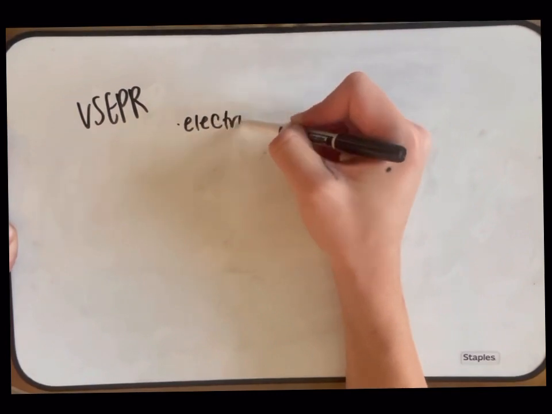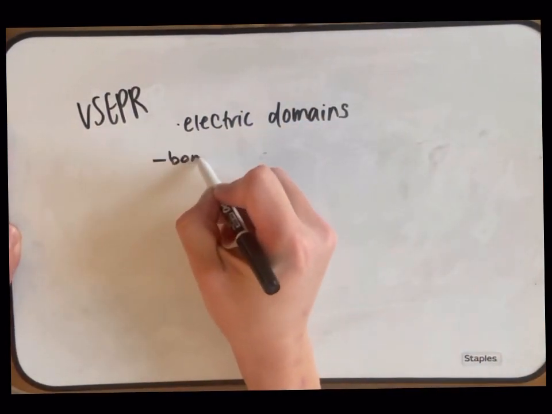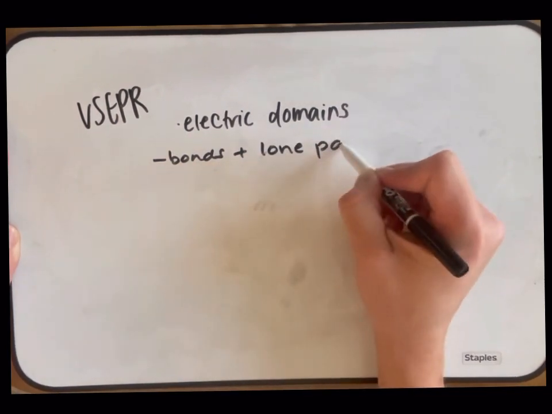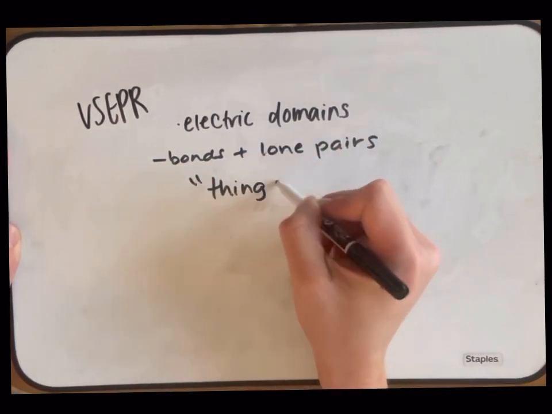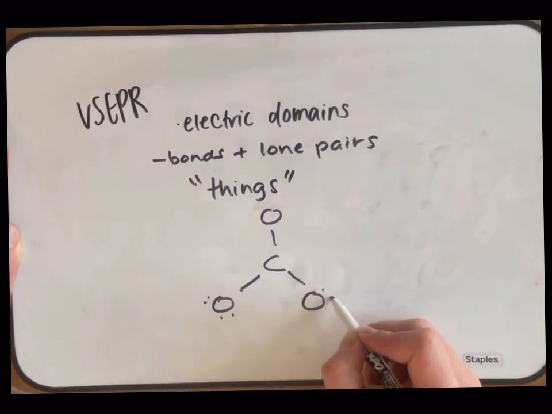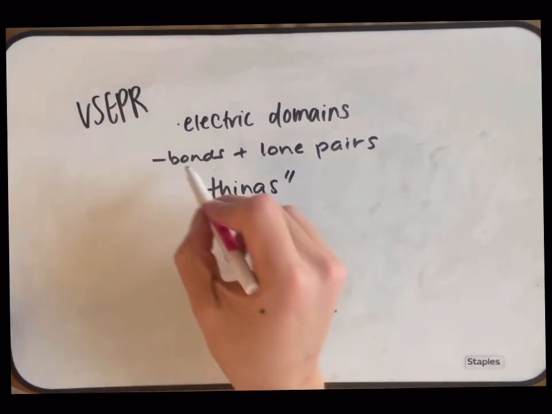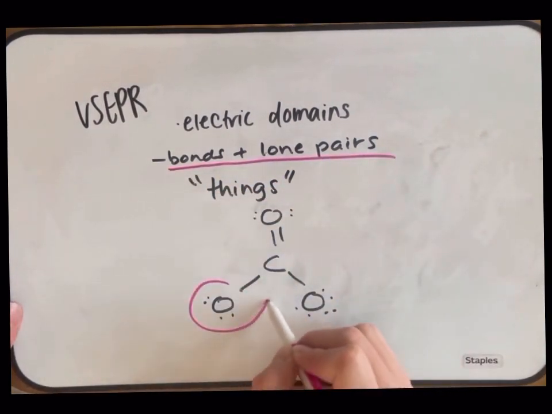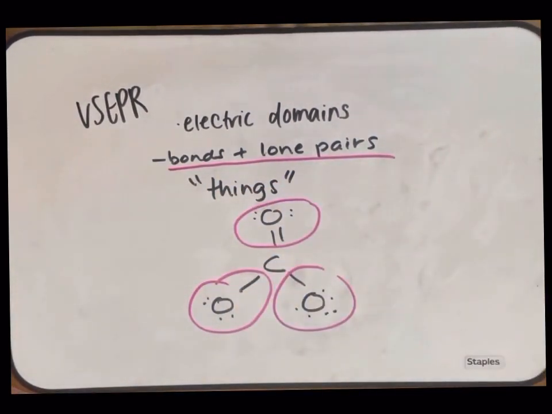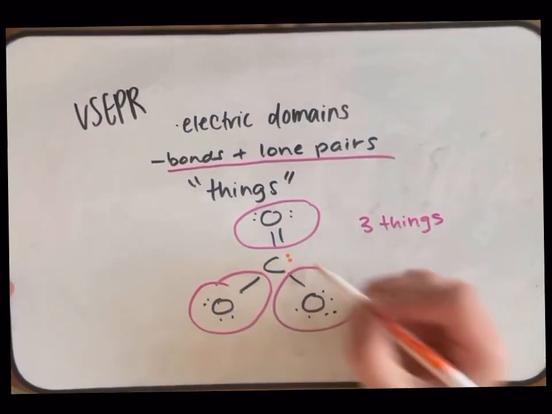So let's continue with that thought. VSEPR focuses on electron domains, and we're going to be looking at bonds and lone pairs as things. So in this diagram, we have 3 O's and 1 C. So we're going to look at the lone pairs and bonds. There's 3 things here connected to the center, so we call that 3 things, or 3 electron domains.